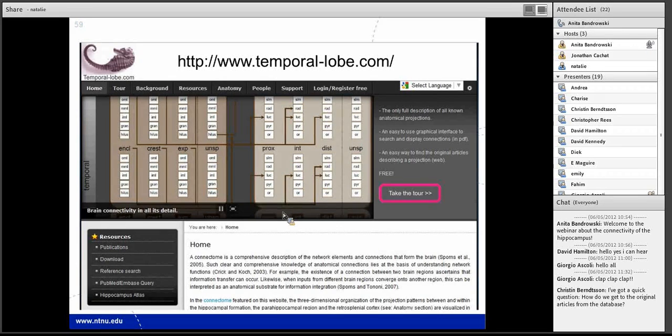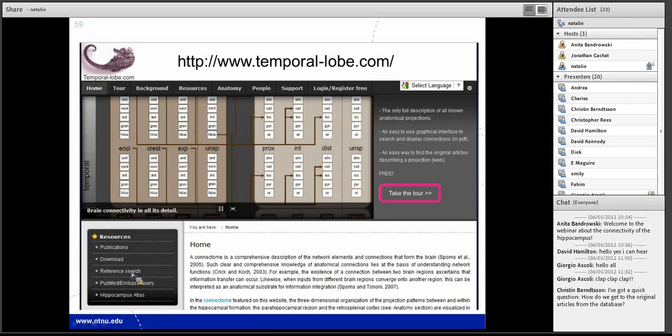Okay, great. So, Kristen, I am not going to try to pronounce that last name, I apologize, has a quick question. How do we get the original articles from the database? Do you have a good way of doing that, or should I show them the NIF way?